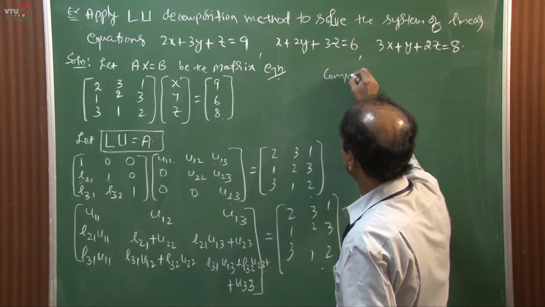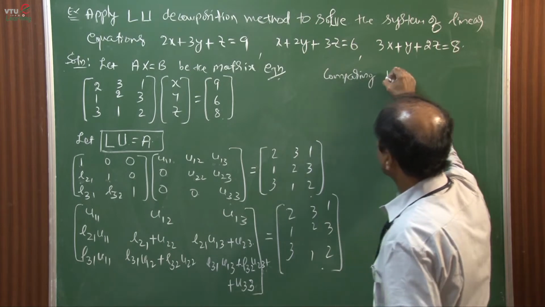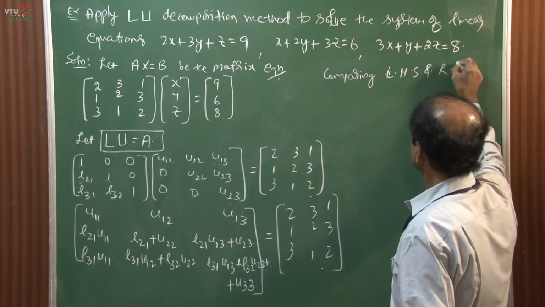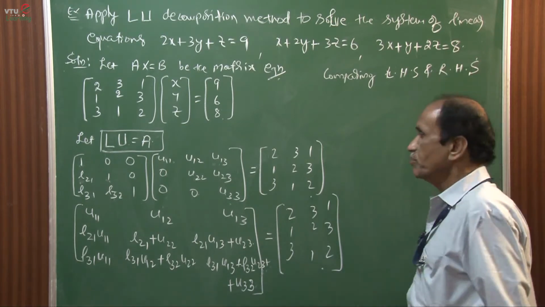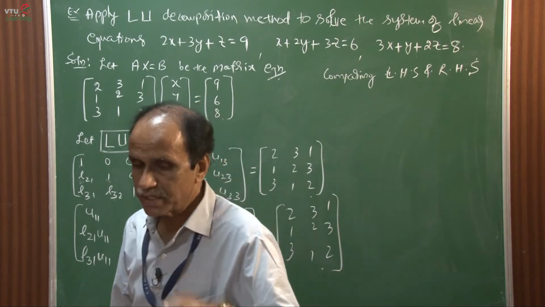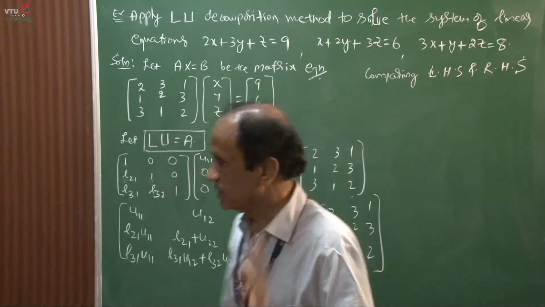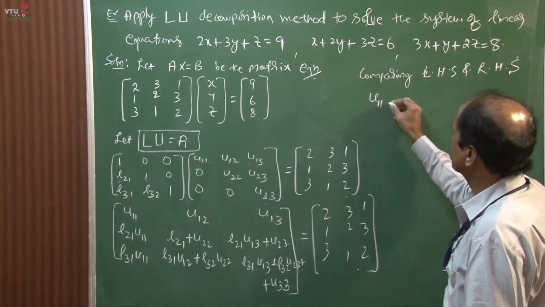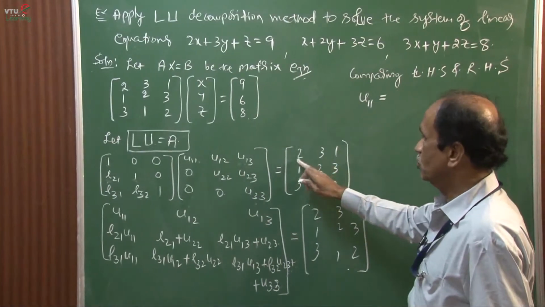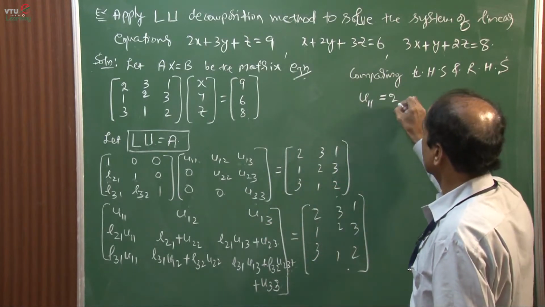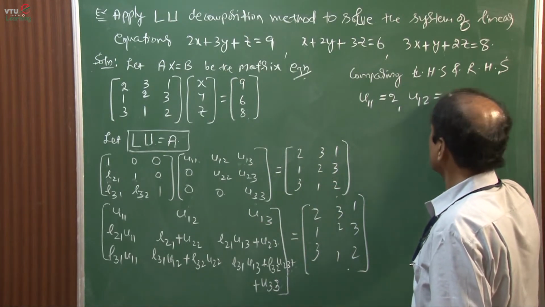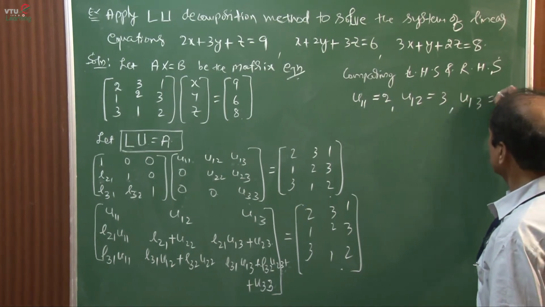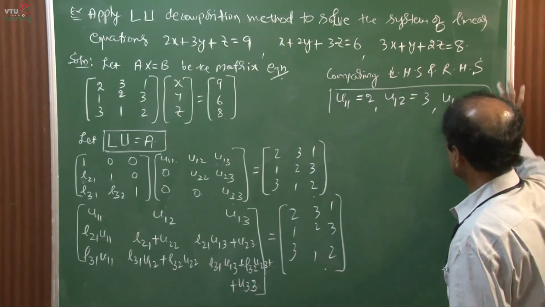comparing LHS and RHS with the respective location of the elements. What is that first one? U11. U11 is equal to 2. U11 is equal to 2 and U12 is equal to 3. Directly you can equate, and U13 is equal to 1. This is the first calculation.